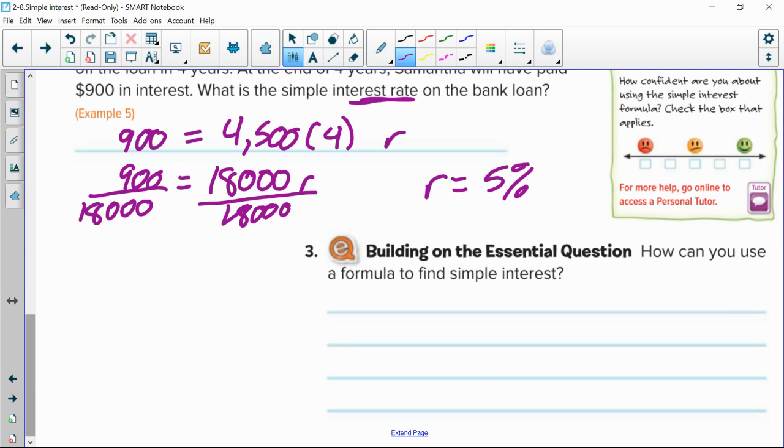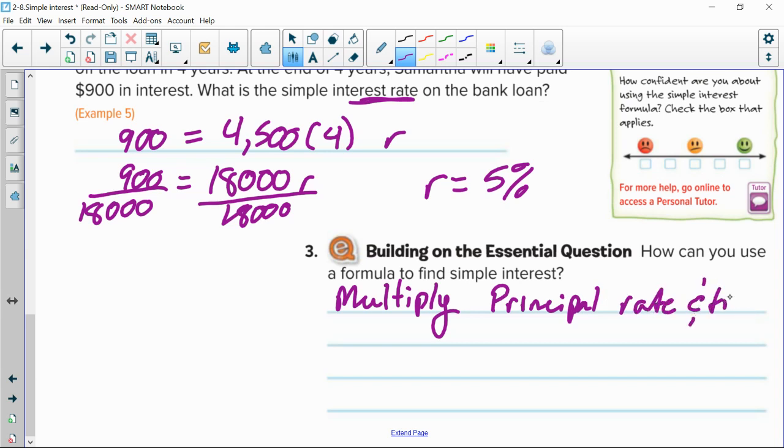All right, how can you use a formula to find simple interest? We are multiplying your principal, rate, and time. We take the information they gave us, put it into the formula, and work it out.